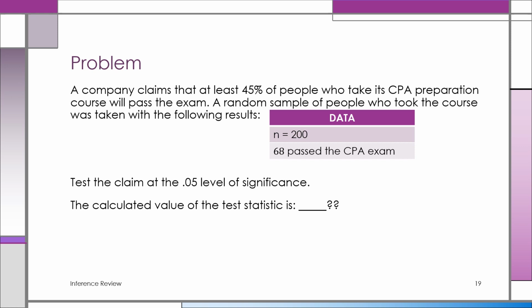There's a few things you notice right away. We'll look at them soon. You notice the words at least, you notice 45%, you notice there's no mean or standard deviation, and we'll get to that. We want to test this claim at the 0.05 level of significance, so alpha is 0.05, and we want to answer the question: the calculated value of the test statistic is what? And we'll see how to do that.